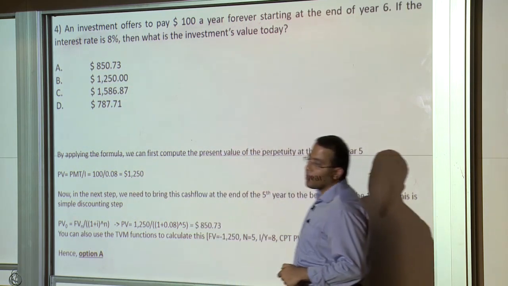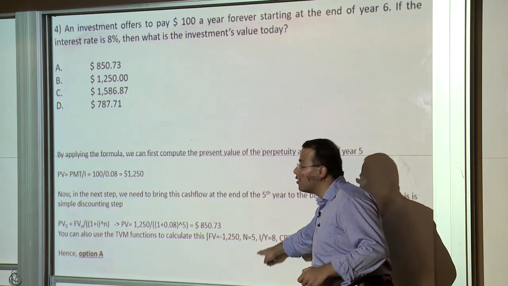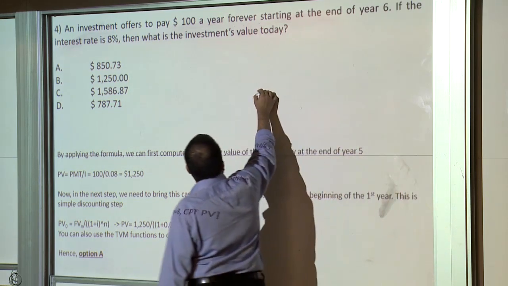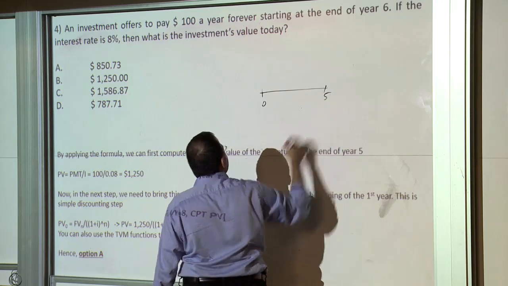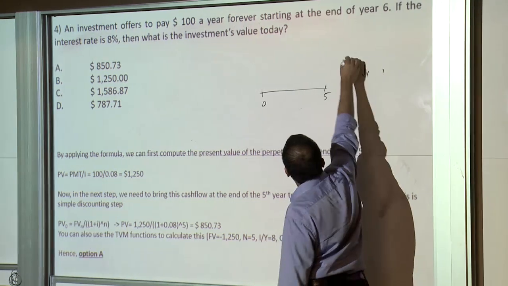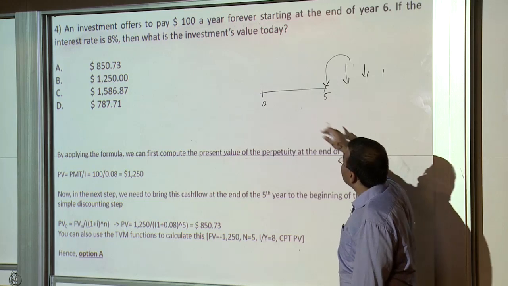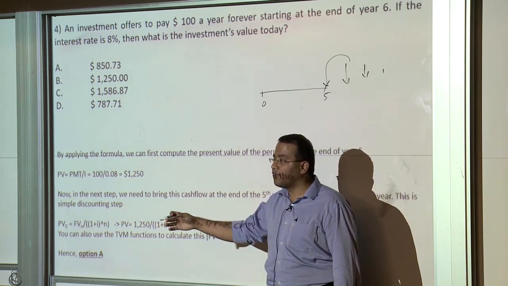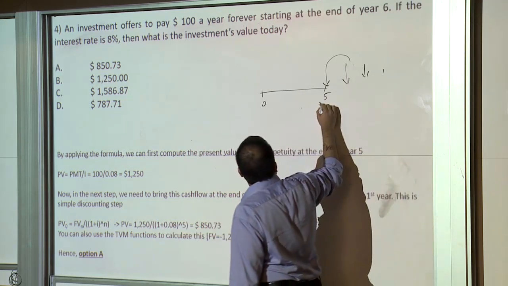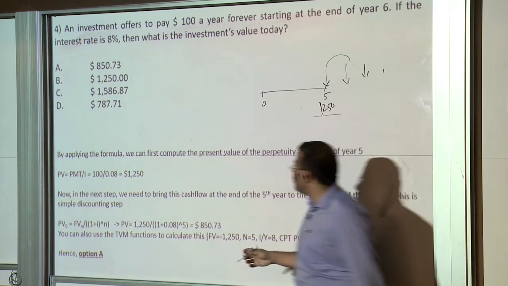And why is it 5, not 6? For the exponent? Yes, because I'm at time 5 right now. When I calculated the present value of all of these future payments, these are the payments at this point in time. What they're trying to tell you here is that receiving $100 every year from year 6 onwards forever is the same as receiving $1250 at year 5. They're the same thing.